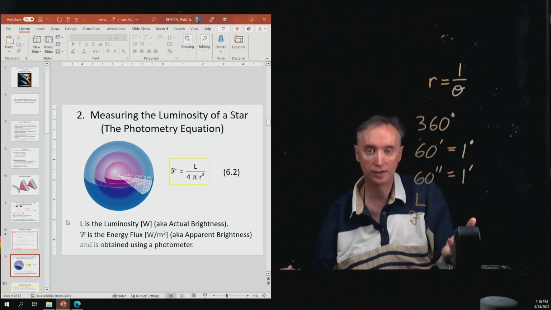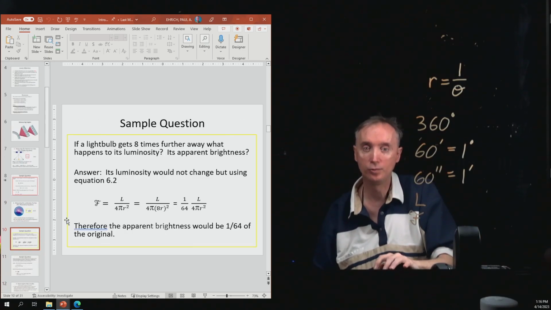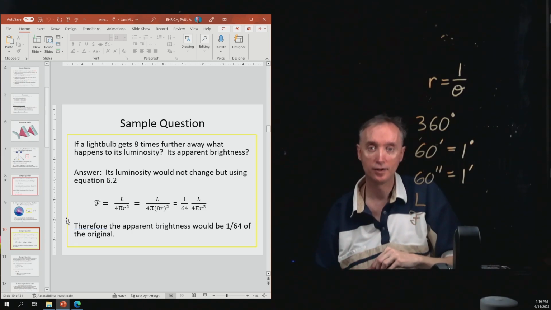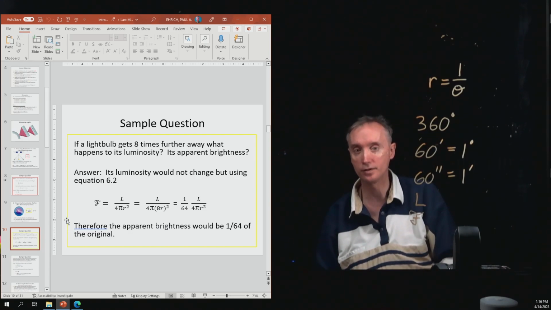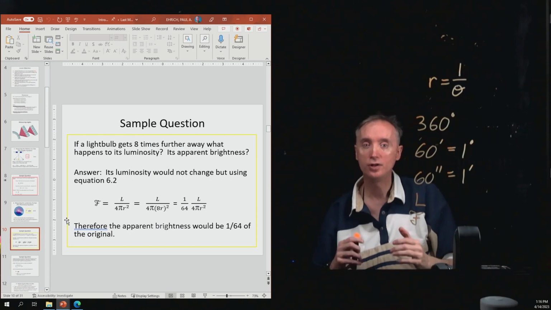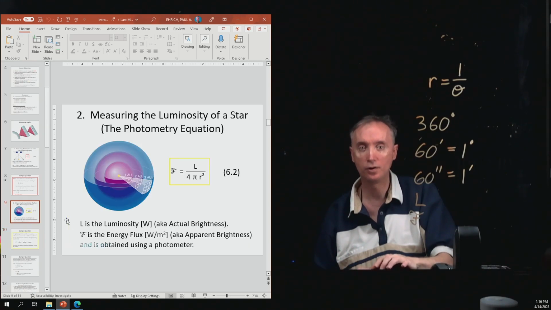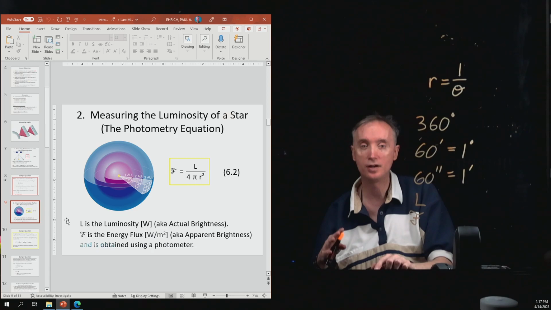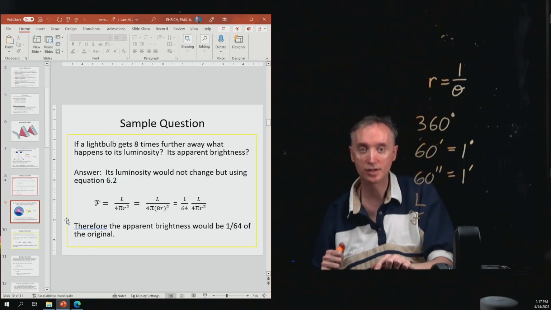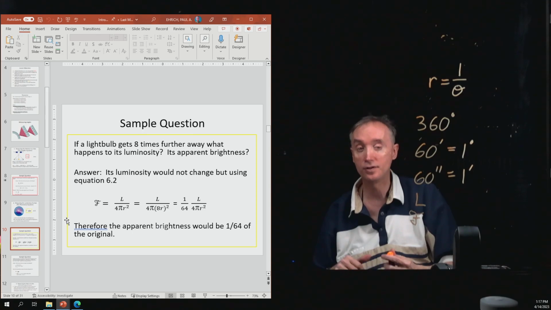Now, what are you going to do on the exam, though? I would want you to be able to do something like this. If a light bulb gets 8 times further away, what happens to its luminosity and what happens to its apparent brightness? All you got to remember is it's 1 over r squared. So you're going to take the 8 and square it. 8 times 8 is 64. So it's going to be 64 times dimmer. Or you could say it's 1/64 as bright as it once was.